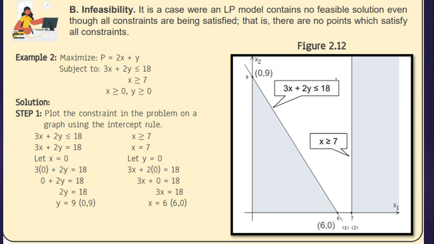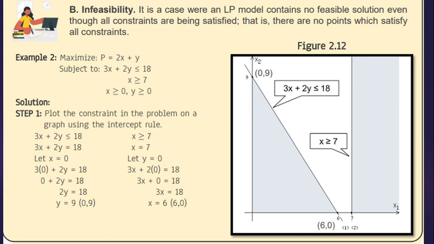Class, pag walang feasible solution, okay, wala kang i-solve. Walang decision. So not all the linear programming problems have a feasible solution. Okay, sometimes in the LP model, we have the infeasibility, the redundancy and the unbounded solution.